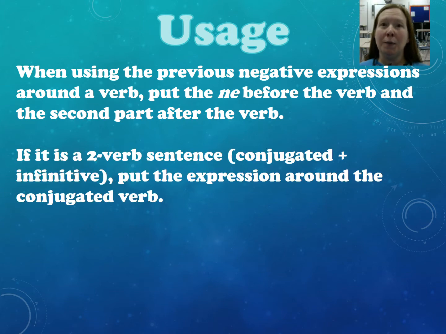If it's a two-verb sentence, a conjugated verb plus an infinitive, for example, I am going to do something, I want to do something, you're going to put the expression around the conjugated verb. For example, je ne veux pas aller, or je ne vais jamais aller.